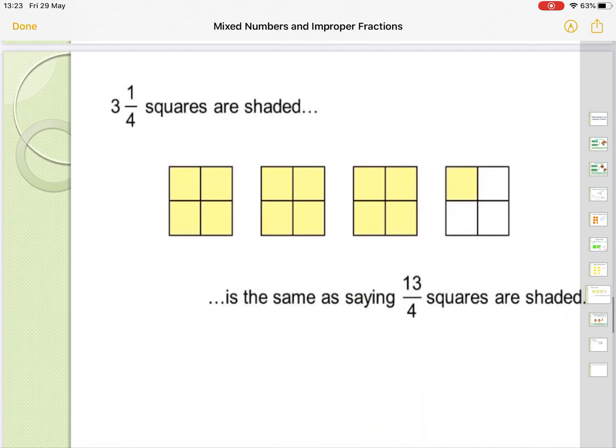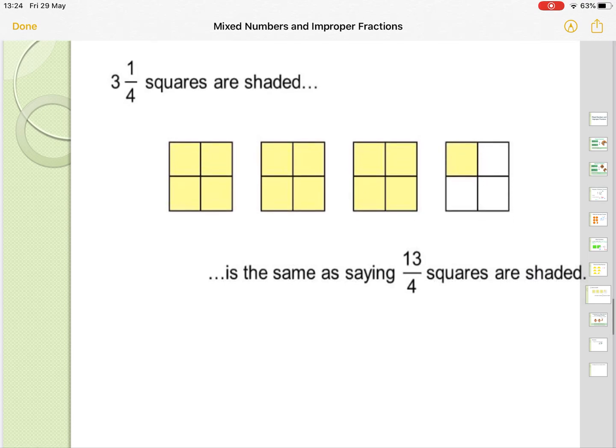Now, let's look at this situation. We have 3 1/4 which are shaded. We have 3 whole squares which are shaded, and 1 out of 4 of another. In the last square, I have only one part which is colored in out of a total of 4. That is why it is 3 1/4. 3 wholes and 1/4, and 1/4 is the proper fraction.